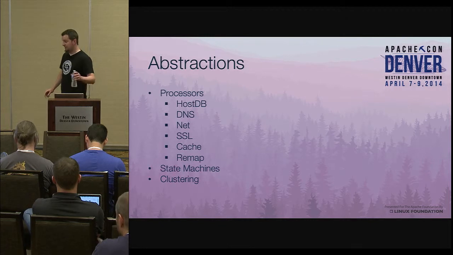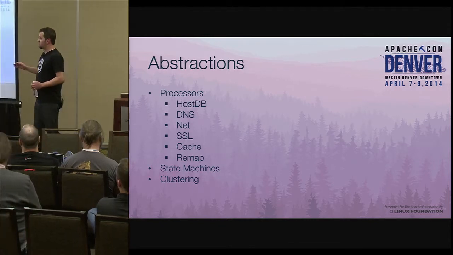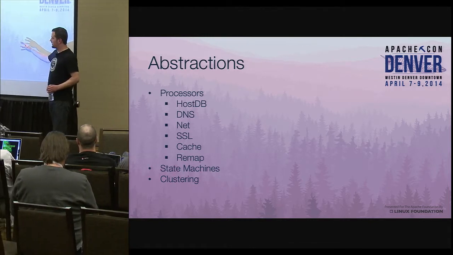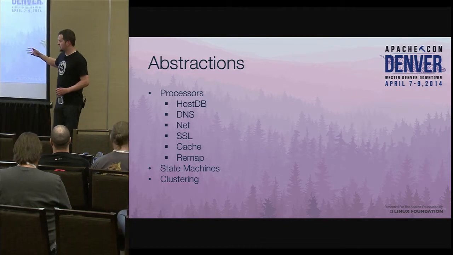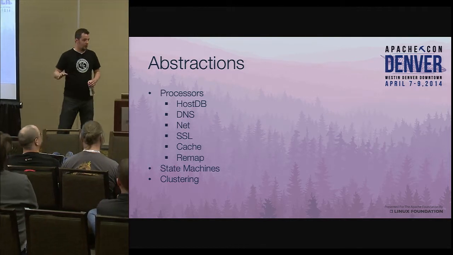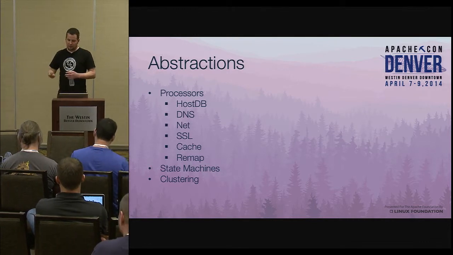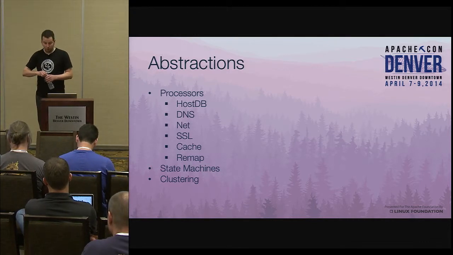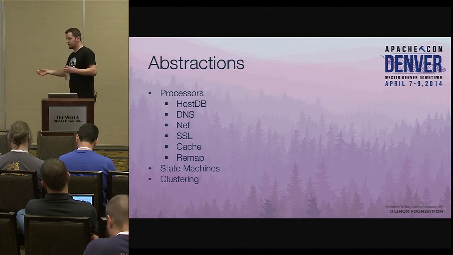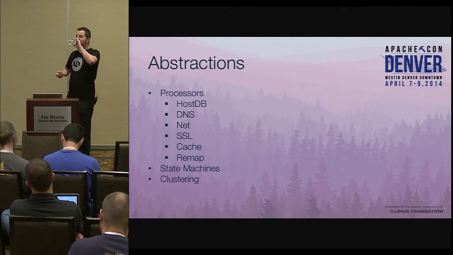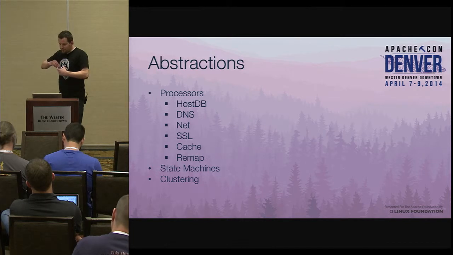We also have state machines. State machines are very important. So the processors are what's going to run the continuations and move things through, but state machines are tracking where you are in the transaction. So when you have a connection, then you do a DNS lookup on the origin, then you need to do a cache lookup, and so on and so forth.